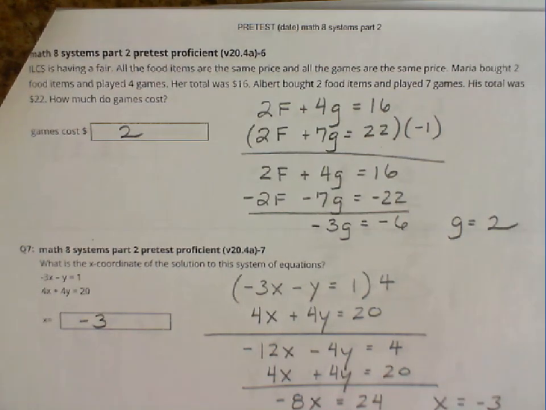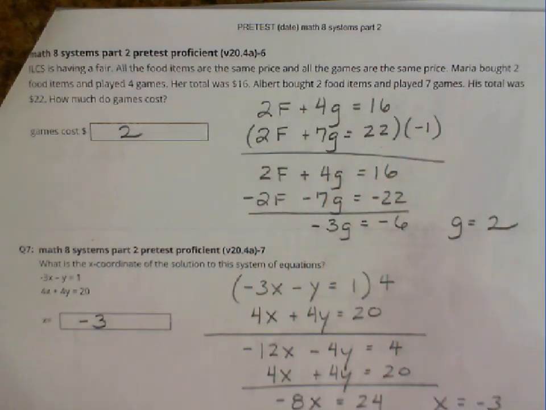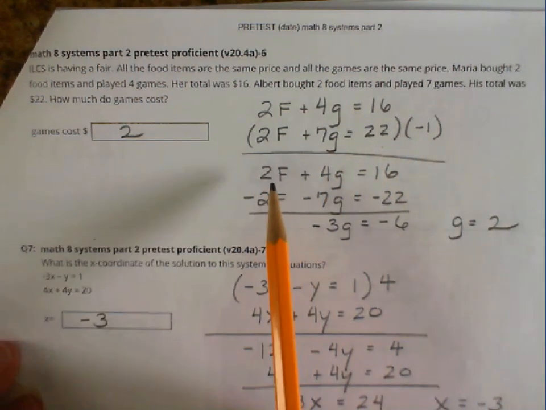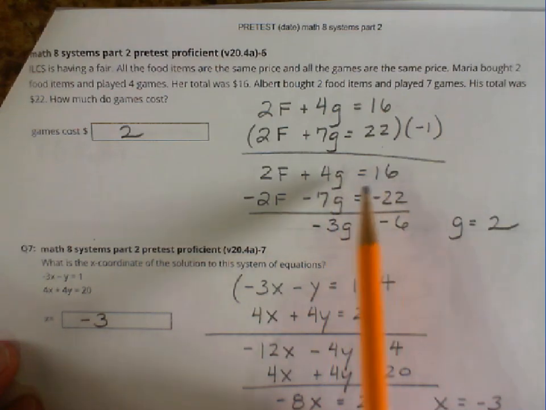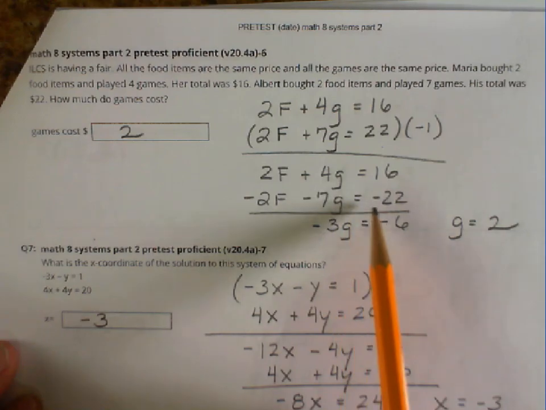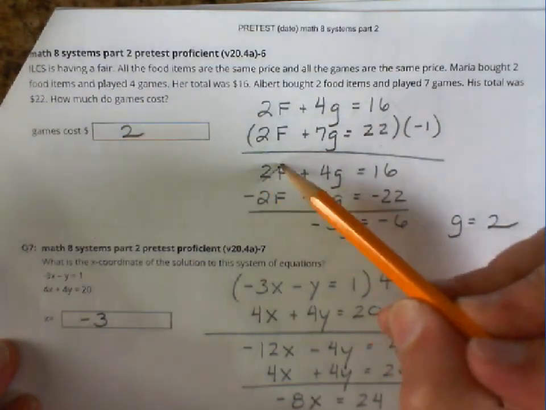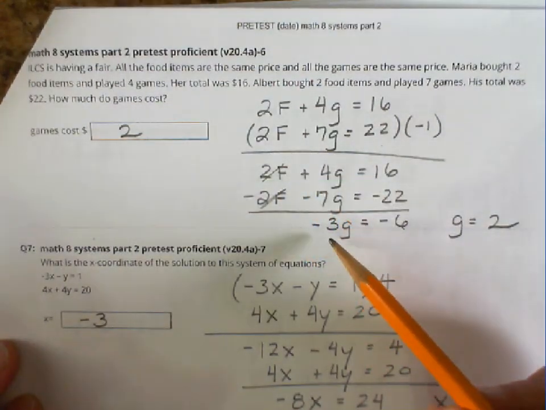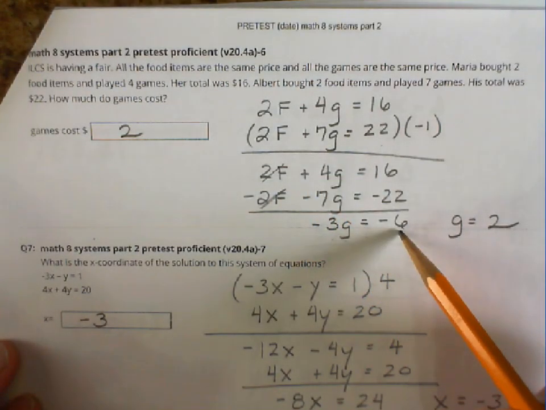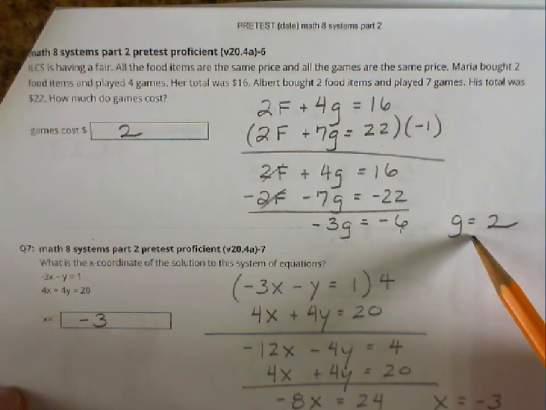To solve this, I need to get something to cancel out. I want the f's to cancel out, so I'm going to multiply the bottom equation by negative 1. Here's my top equation again, 2f plus 4g equals 16. Here's my new bottom equation, negative 2f minus 7g equals negative 22. When I do my combination, I see that my f's are going to cancel out, and I'm going to be left with negative 3g equals negative 6. When I solve that for g, I get g equals 2, which means each game costs $2.